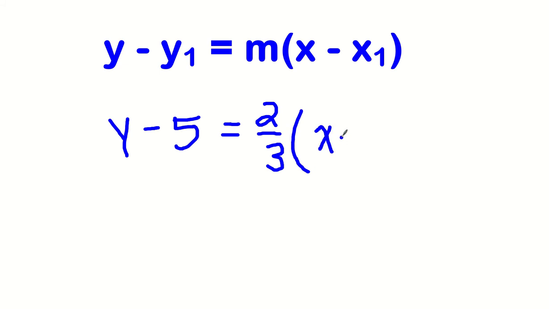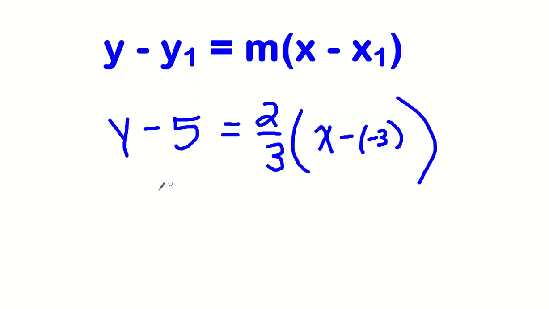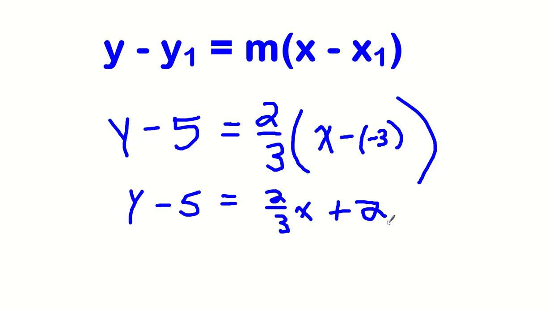So my x-coordinate was negative 3, is that right? So this would really say x plus 3. So again, what form did they want? Of course, they want slope-intercept form. So y minus 5, nothing to do there yet, and then distributing the 2/3. Now remember, this is pretty much x plus 3. So 2/3 times x is 2/3 x, and then 2/3 times positive 3 would be positive 2.